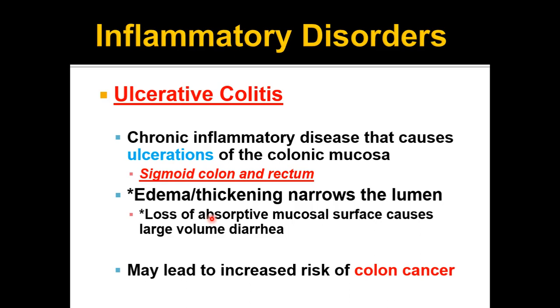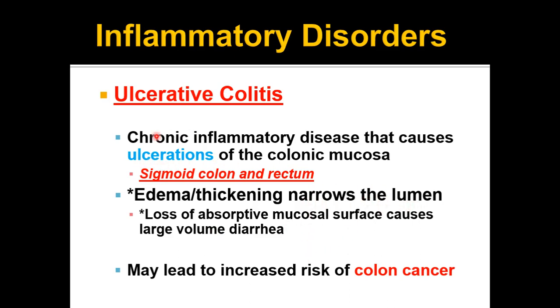The first one that we're going to look at is ulcerative colitis. This is definitely an IBD, an inflammatory bowel disease. What's going on with ulcerative colitis? It's chronic inflammation that will lead to ulcerations forming in the colon mucosa. Sigmoid colon and rectum are the most commonly involved areas. What we see here is edema and thickening of the colonic wall that will start to narrow the lumen of the colon.